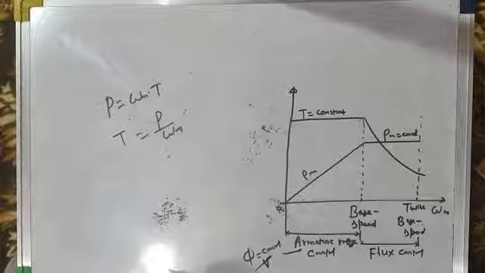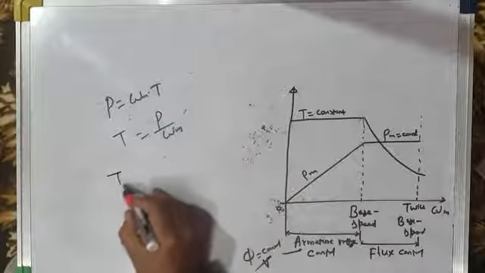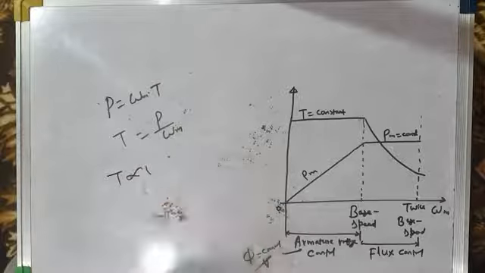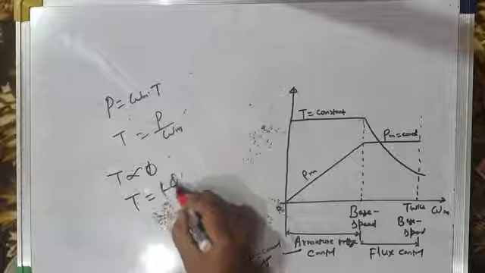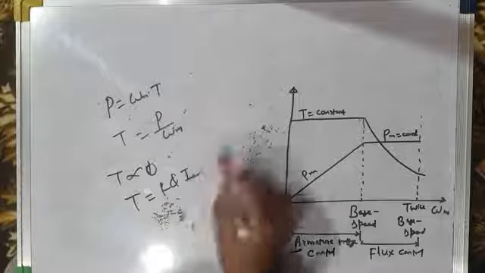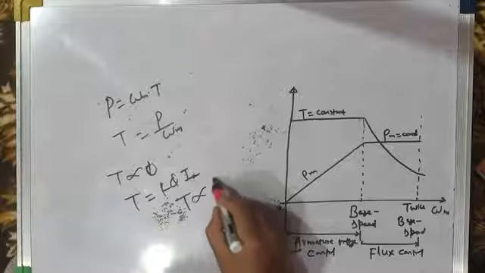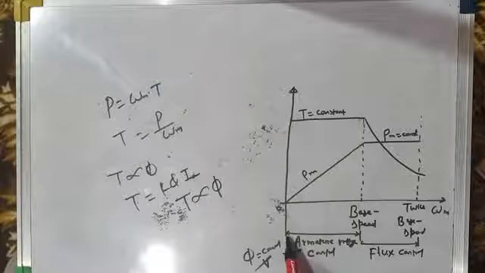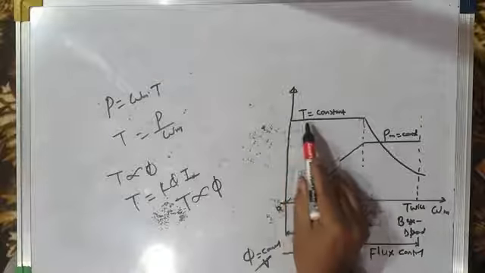And what happens is that torque is constant, because we know that torque is directly proportional to flux. The equation for torque is K phi Ia. Forget about armature current Ia. So torque is directly proportional to flux. Since over this period we are keeping flux constant, torque is constant, but power is not constant.